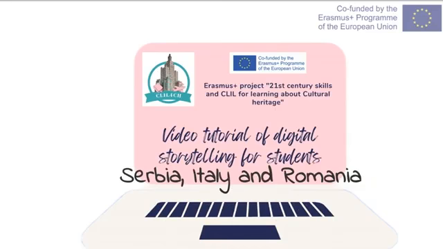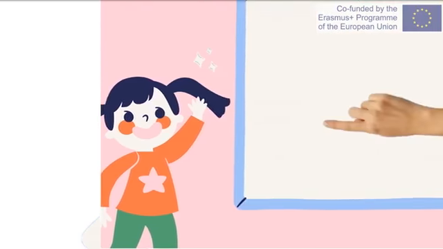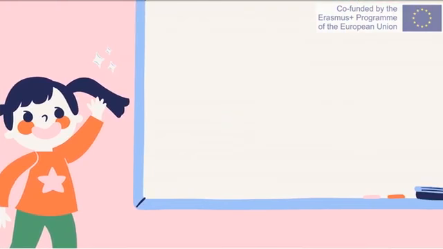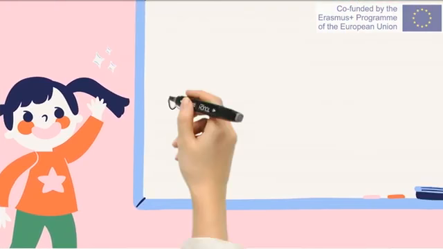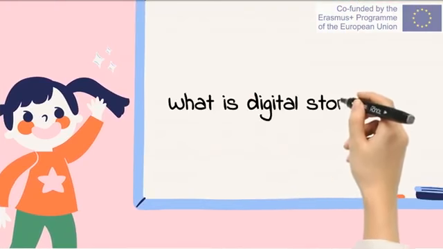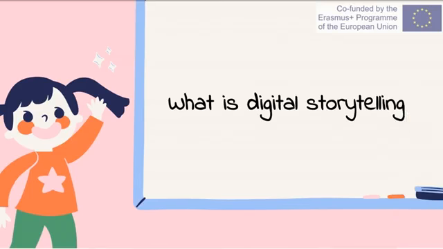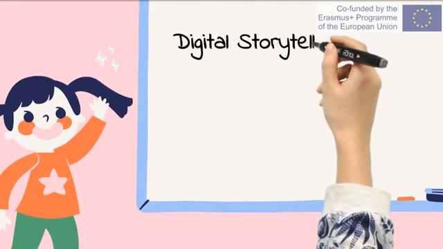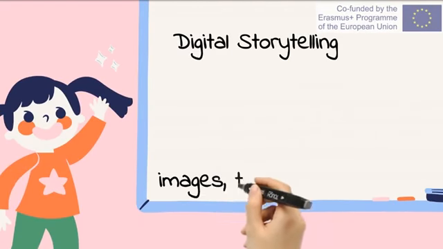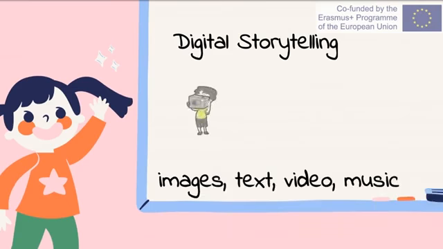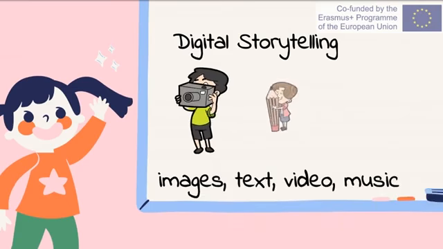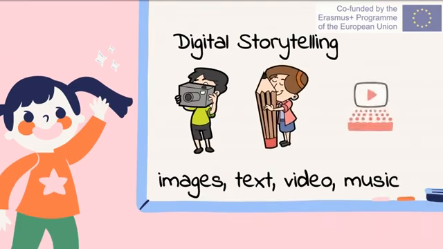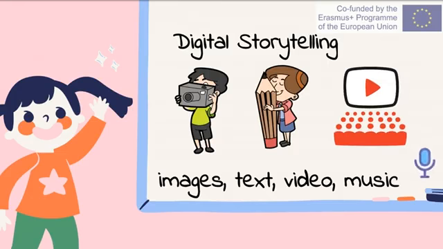You will learn how to make a good digital story. But first, let's see what digital storytelling is. Digital storytelling is the practice of using computer-based tools to combine images, text, recorded audio narration, video clips, and music in order to create a visual story.